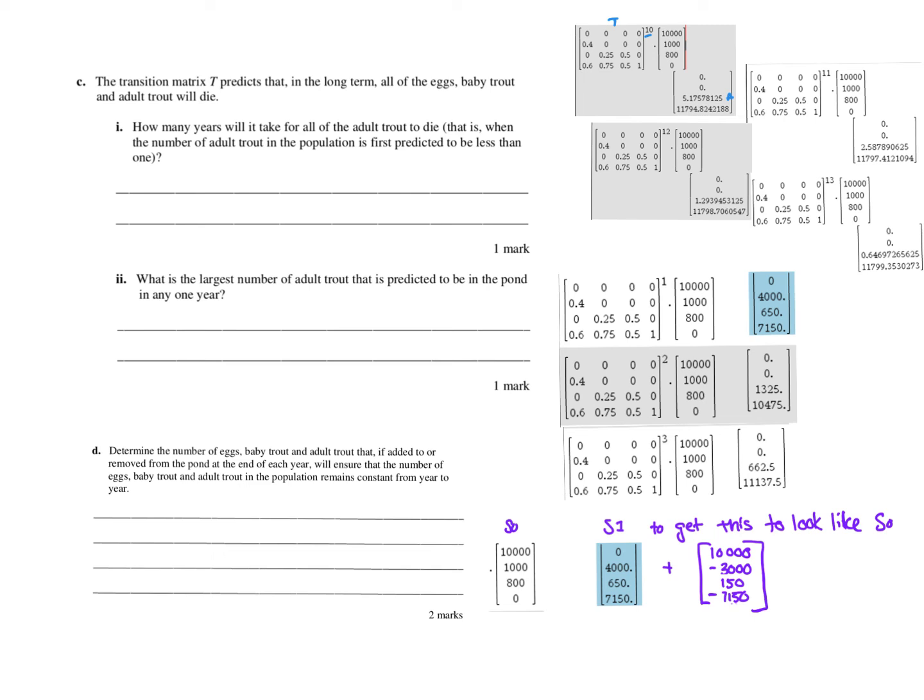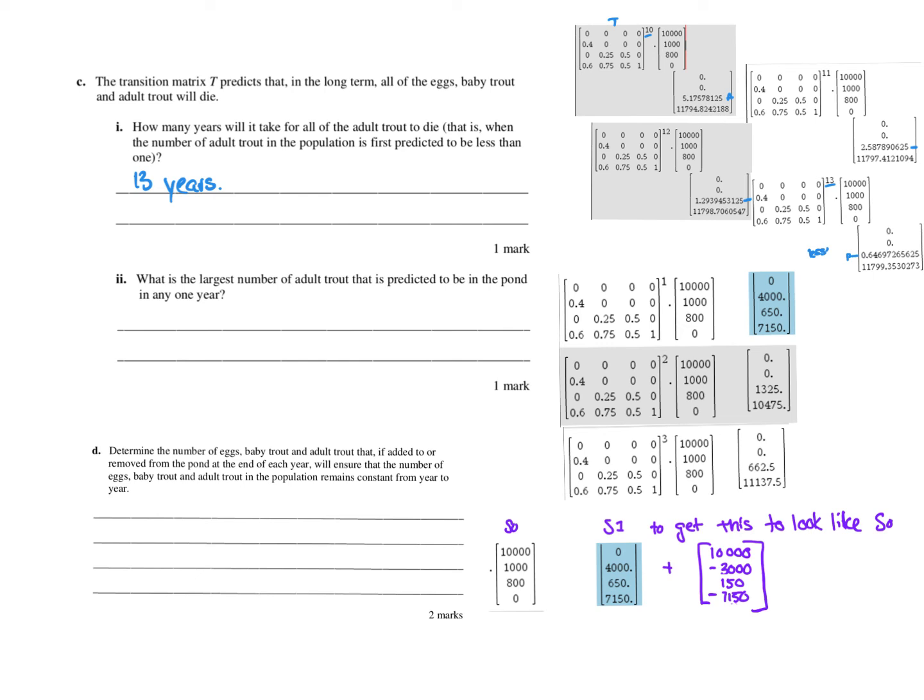Here's my adult. We're still at 5. So I did 11. When I did 11, I'm still at 2.5. I did 12, I got 1. And when I did power of 13, I ended up with less than 1. So it's now less than 1. So how many years? Because it was a power of 13, I say 13 years. So you just have to keep trying step by step. So it reached the long term pretty quick.